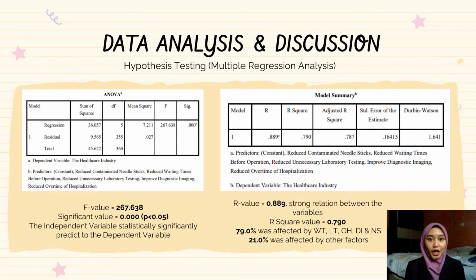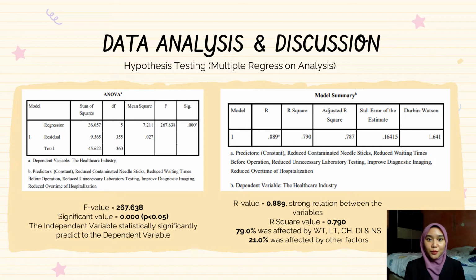We'll move to hypothesis testing, multiple regression analysis. As for the ANOVA table, the F value is 267.638. The significance value is 0.000, which is p less than 0.05. The independent variables statistically significantly predict the dependent variable.